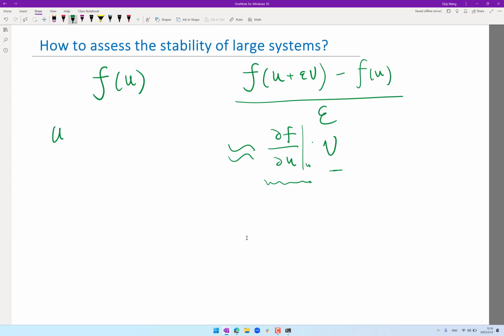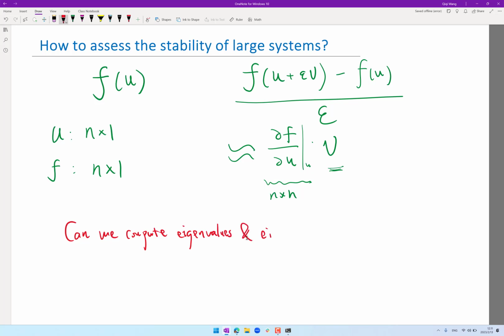So let's imagine f of u is of dimension n by 1. So f, of course, is also dimension n by 1, otherwise you cannot drive an autonomous dynamical system. And this is an n by n matrix. We know that if we make n vectors v that form an identity matrix, we can just compute df/du exactly like what we have done. The question is, what if n is a billion? Can we still figure out the properties of the matrix using much, much less than a billion function evaluations? So the question is, can we compute eigenvalues and eigenvectors with much, much less than n such evaluations?